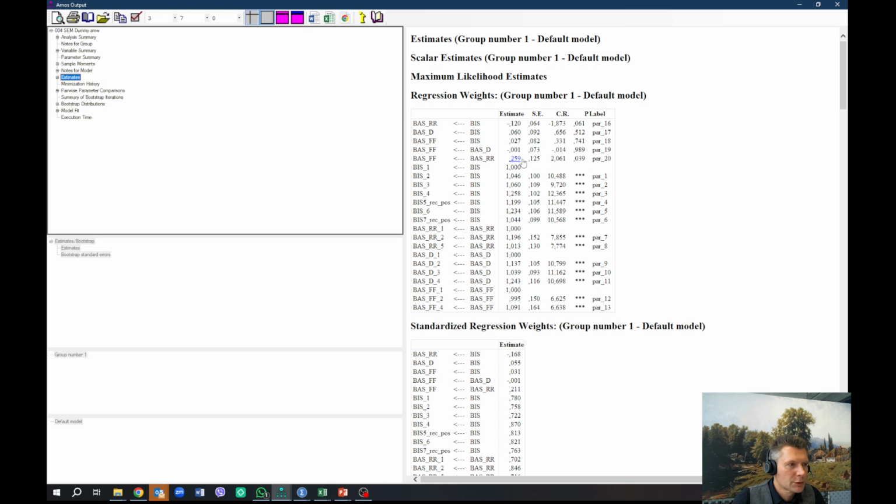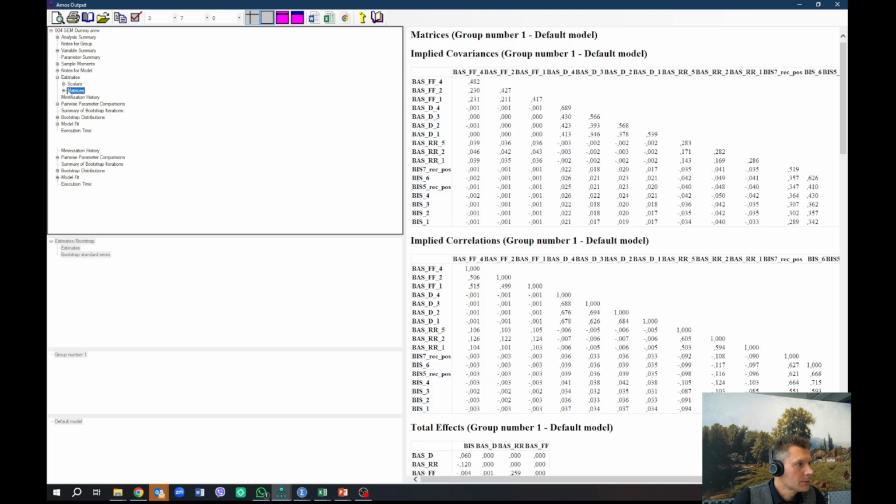BIS has a positive relationship with RR and FF. They may be related, so probably there are some reasons why it is the case, but anyway. So remember, it is a dummy model, but we have found something that's significant. And we want now to go to the matrices.